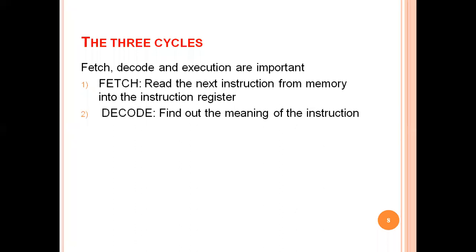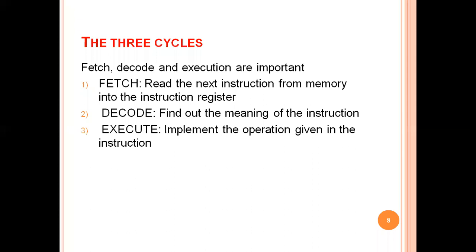Clear? Decode. Decode means, as I have already told, finding out the meaning of the instruction. Suppose someone has written ADD A B. The processor has to find out from the opcode the meaning of the instruction, because using that meaning it will generate different types of control signals. Clear? So this is called decoding the instruction. Then last, obviously, the execution. In the execute, it will implement the operation given in the instruction. That means it may be addition, division, subtraction, multiplication. This type of operation is done in this phase, in this cycle, which is called the execute cycle. Clear?